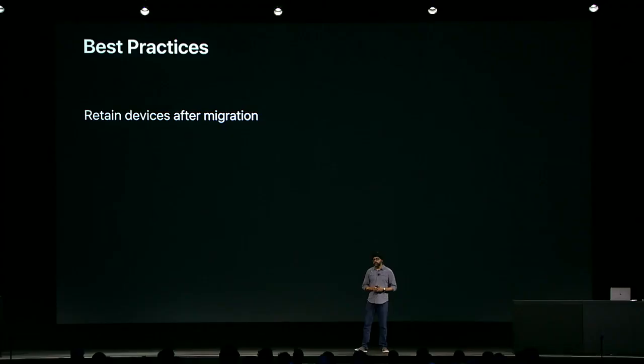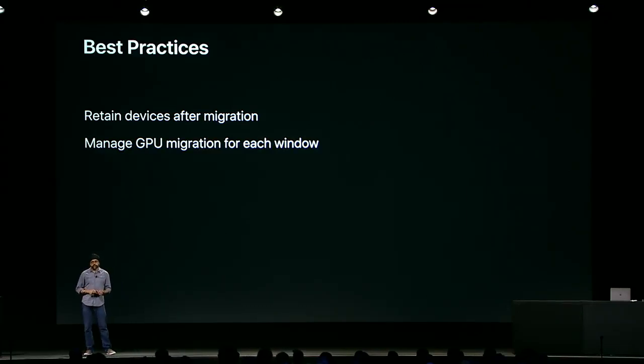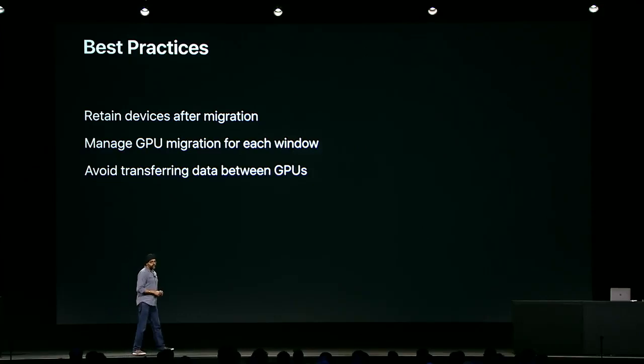All right, now on to some best practices. We recommend that you don't immediately release devices after you migrate, as users tend to move windows back and forth across displays. Instead, employ a lazy teardown policy with some reasonable timeout. Additionally, if your app has a complex UI with a number of windows, you may need to handle GPU migration separately for each window. And then finally, we recommend that you profile your app in multi-GPU situations to ensure that you're not needlessly transferring data back and forth across the GPUs.